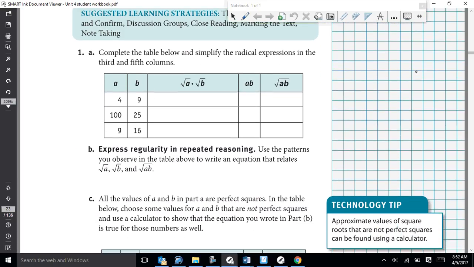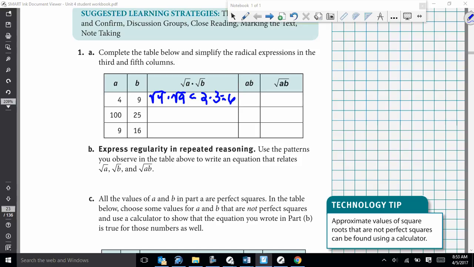Starting with 1, it says complete the table below and simplify the radical expressions in the 3rd and 5th columns. So here, we want to take the square root of A times the square root of B. So what's the square root of A? I mean 4. So we have square root of 4 times square root of 9. That equals 2 times 3, which equals 6, right?